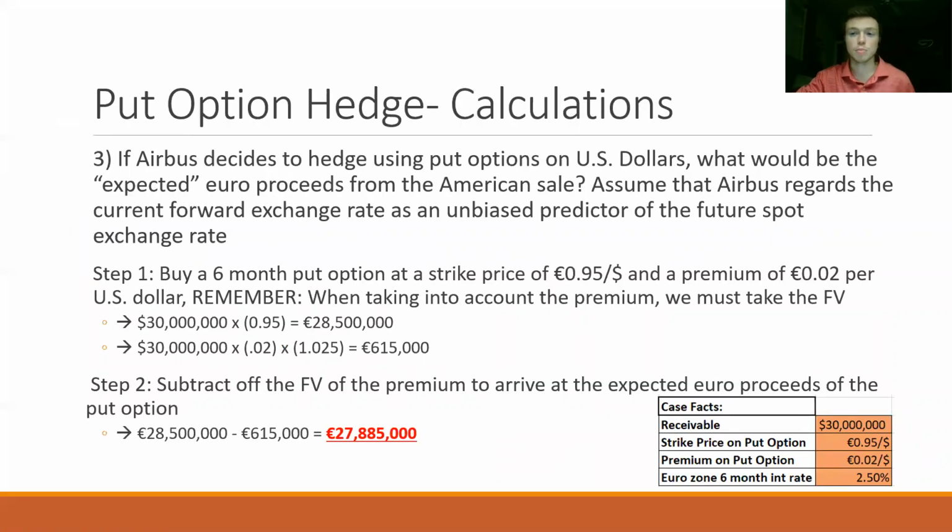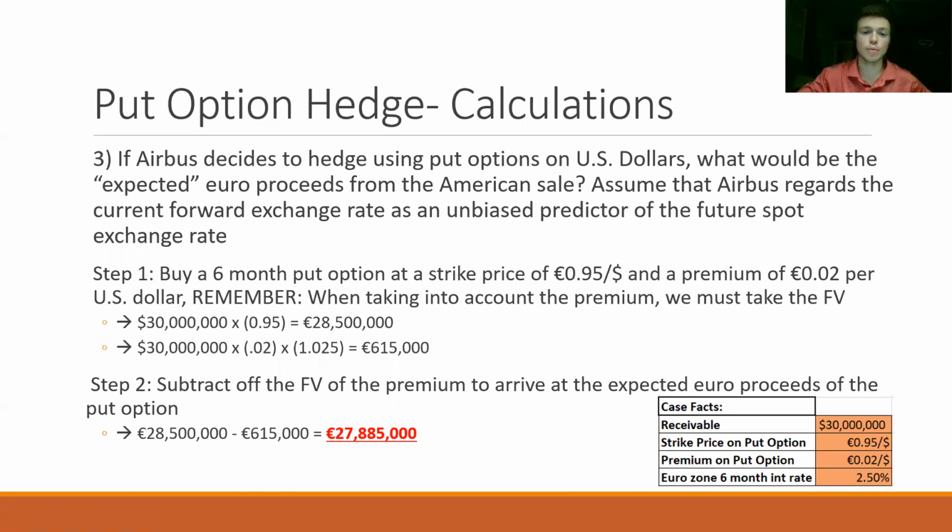Question 3 in this mini case asks us if Airbus decides to hedge using put options on the US dollars, what would be the expected euro proceeds from the American sale? Assume that Airbus regards the current forward exchange rate as an unbiased predictor of the future spot exchange rate. So step 1 here is to go ahead and buy that 6-month put option. So just to reiterate the concept of that, they're buying the right to sell in 6 months those US dollars.